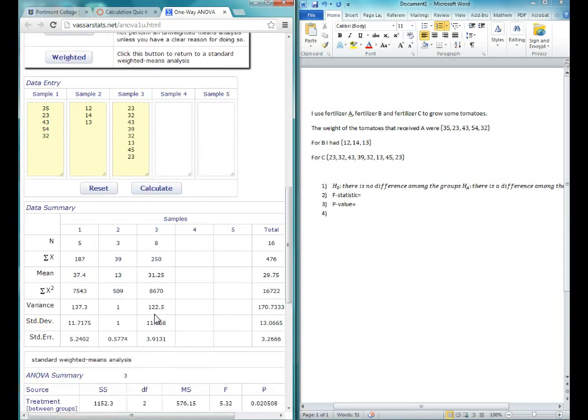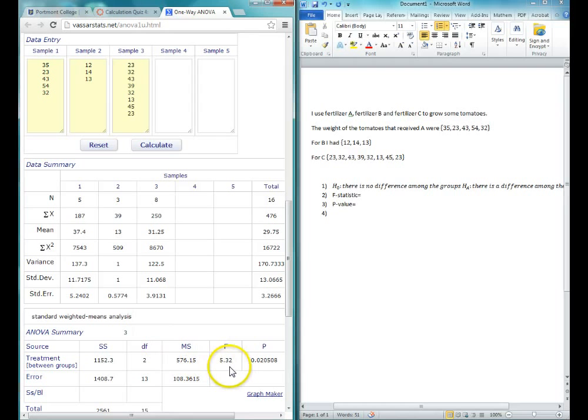Boom! F score, 5.32. F statistic, 5.32. P-value, is that significant enough for us? Let's see, 0.0205. Yes, that's less than 0.05. So we get a conclusion here: we get to reject our null. We have evidence that there is a difference among the groups. So that would be the conclusion from this hypothesis test. Okay.